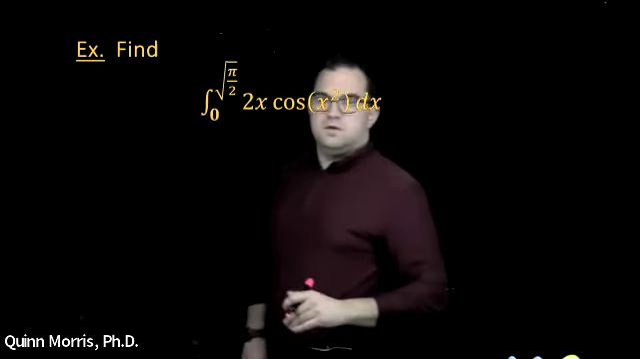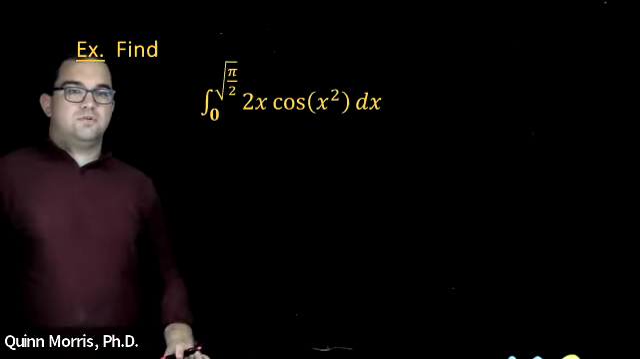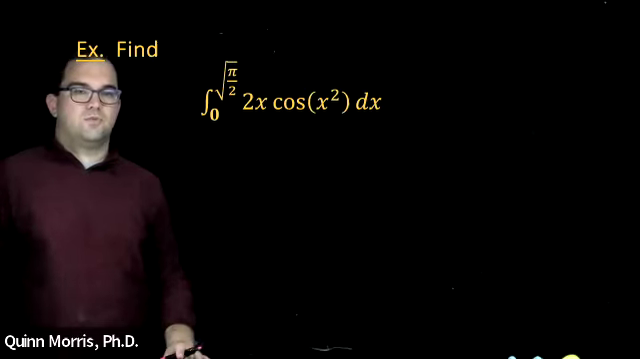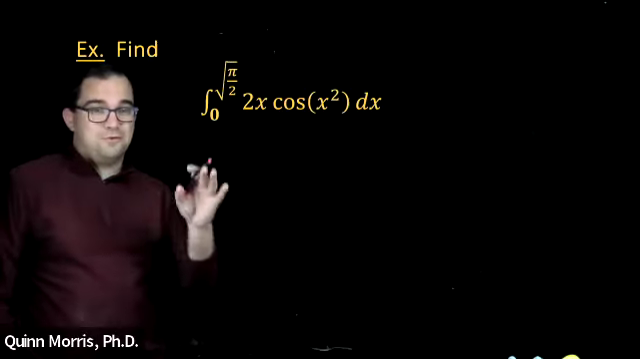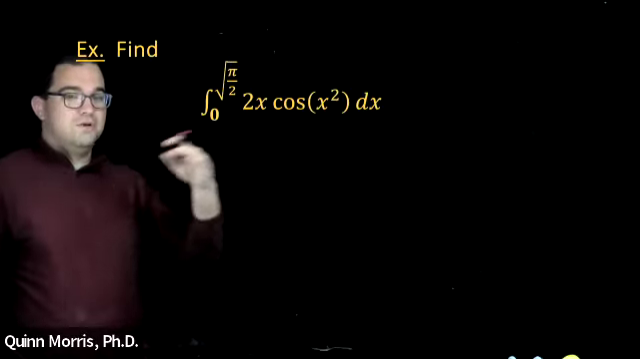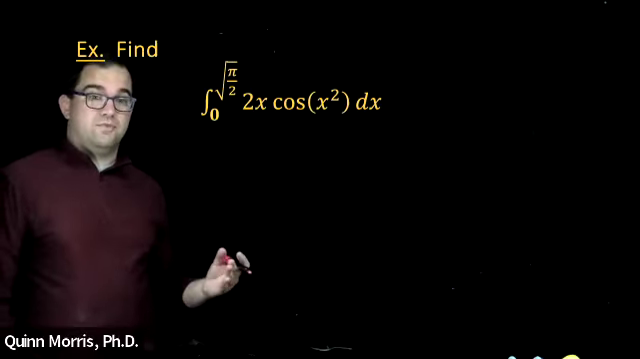All right, so let's say we want to find the integral from 0 to the square root of pi over 2 of 2x cosine of x squared dx. Now, this may look very intimidating on the surface. You have square roots of pi over 2, you have 2x cosine of x squared. But let's just go back to the fundamental theorem of calculus.